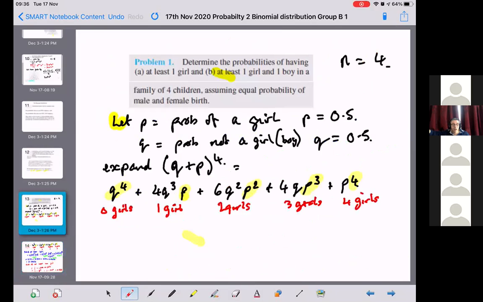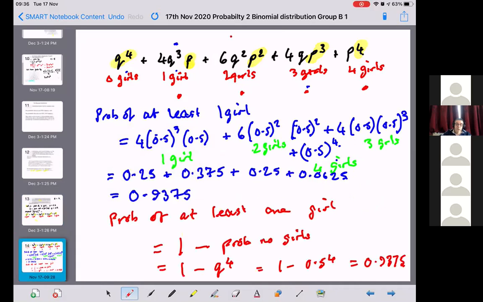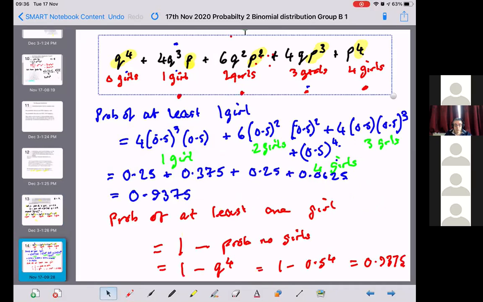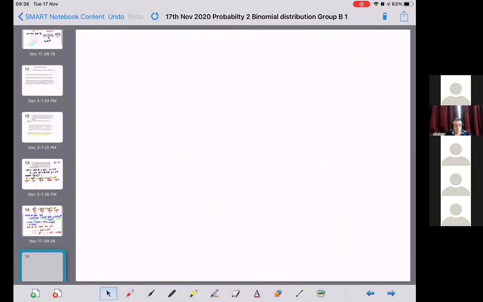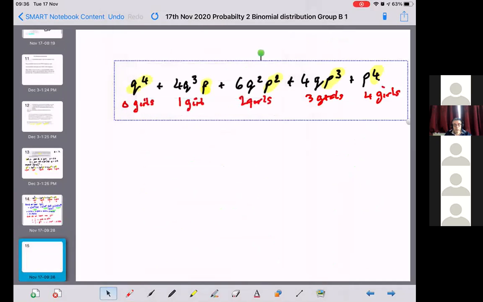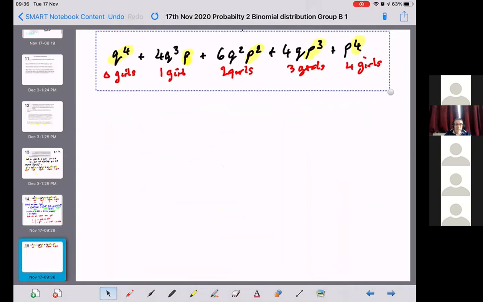And the second part of the question was, what's the probability of at least 1 girl and 1 boy? So how could we do that? Just take this expansion again. Put it on a new page. Which terms do we need to add together to get the probability of at least 1 girl and at least 1 boy?